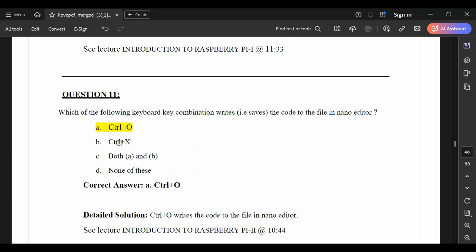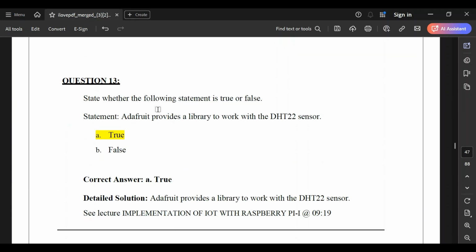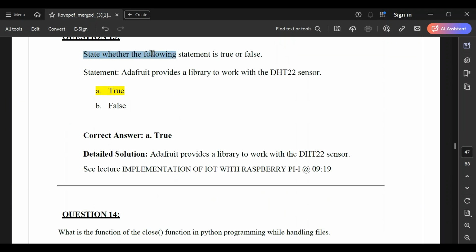Which of the following keyboard key combinations writes the code to the file in a nano editor? Control plus O. Moving to the next question, a relay module for Raspberry Pi has how many terminals? So there are three. Moving to the next one, which of the following statements is true or false? Adafruit provides a library to work with the DHT22 sensor. This is true.